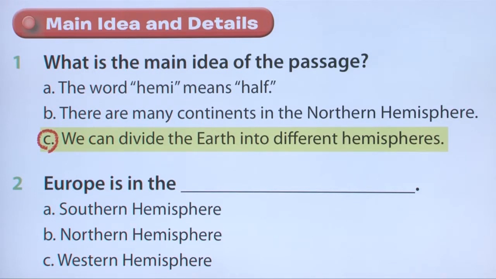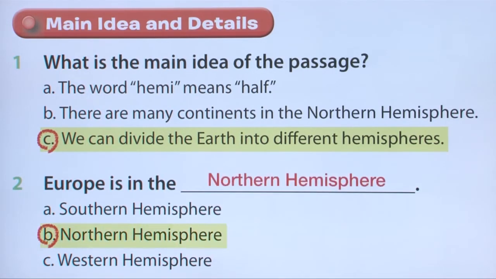Question number 2. Europe is in the blank, okay? Europe is in the A, southern hemisphere, B, northern hemisphere, or C, western hemisphere. Where is Europe? Can you remember? Yeah, it's in the northern hemisphere. Actually, northern and mostly eastern too, the eastern hemisphere, except for a piece of England.